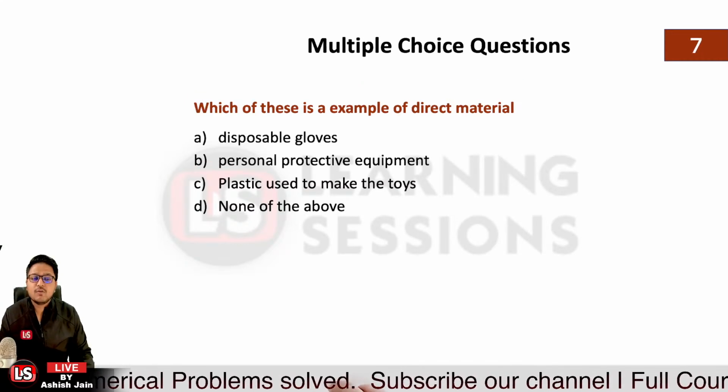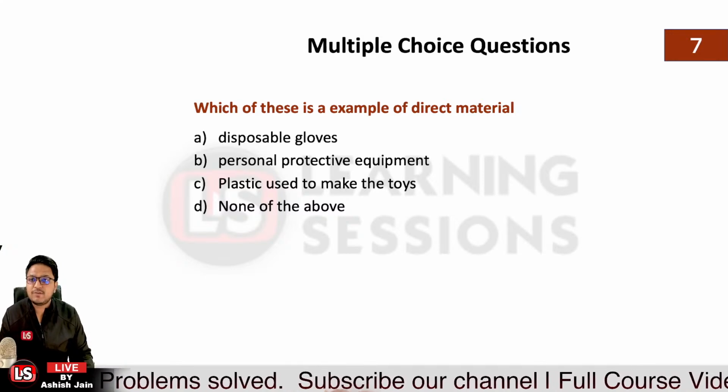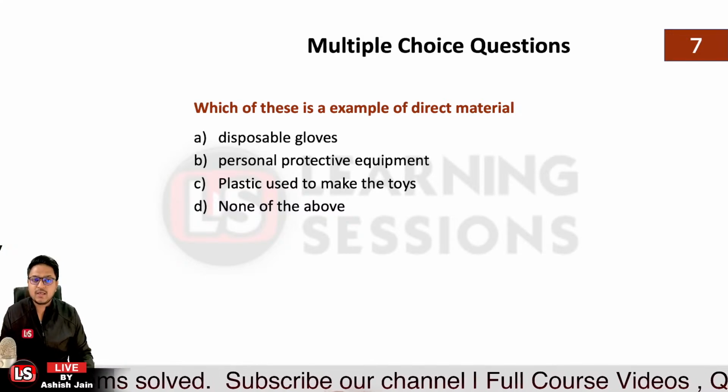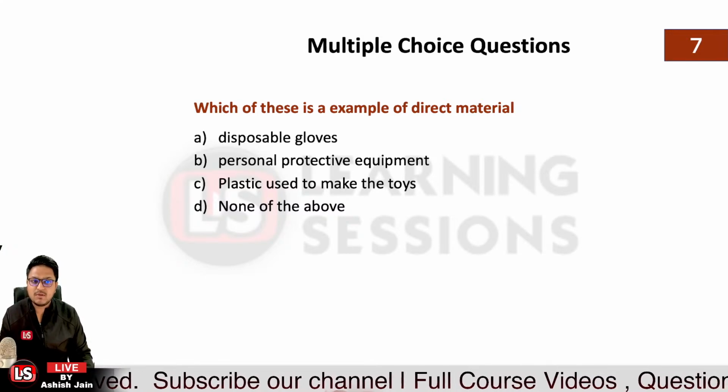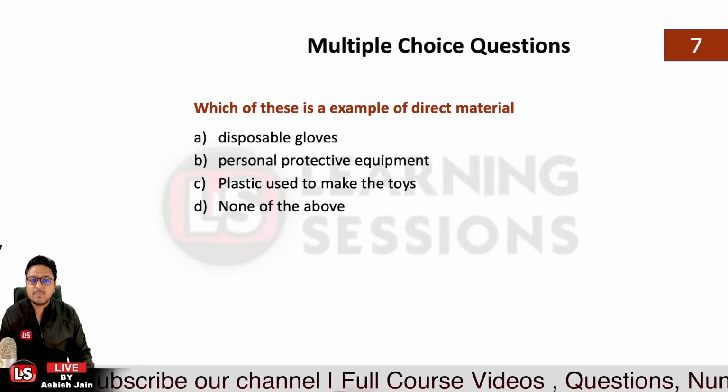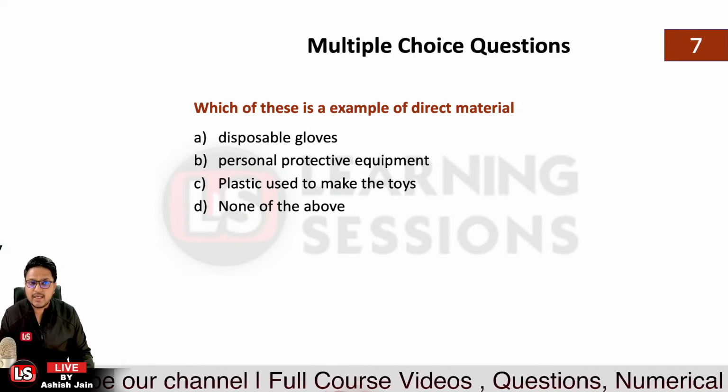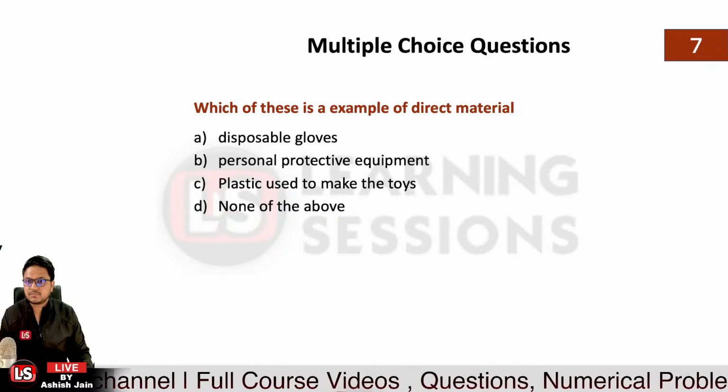Next question says, which of these is an example of direct material? Which of the following is an example of direct material? Disposable gloves, personal protective equipment, plastic used to make toys, or none of the above.